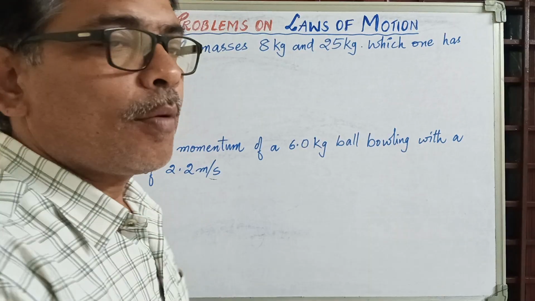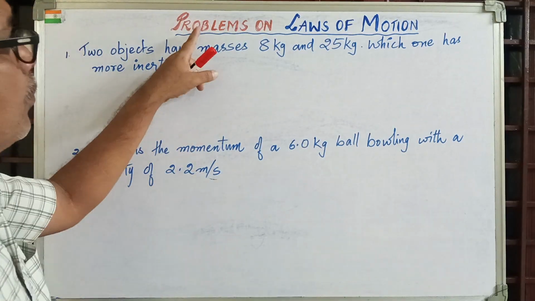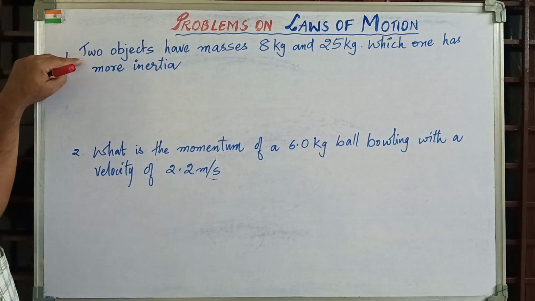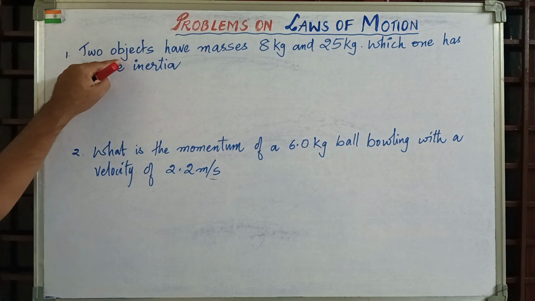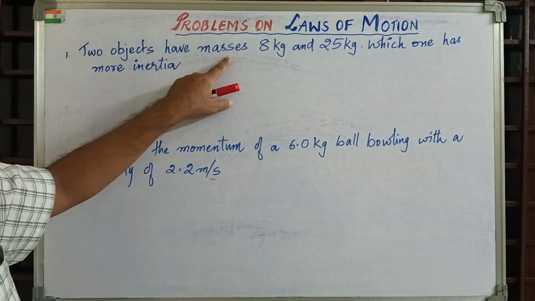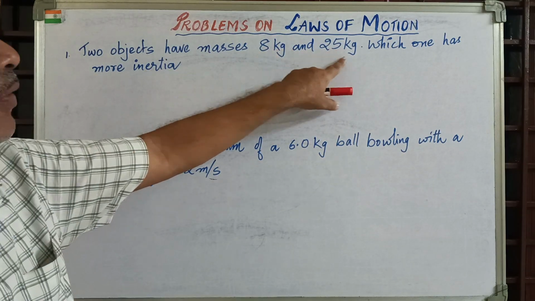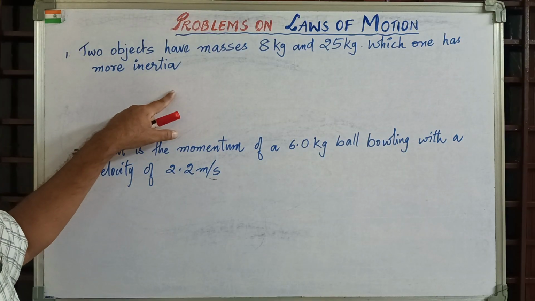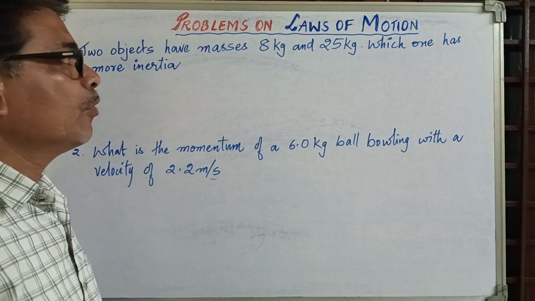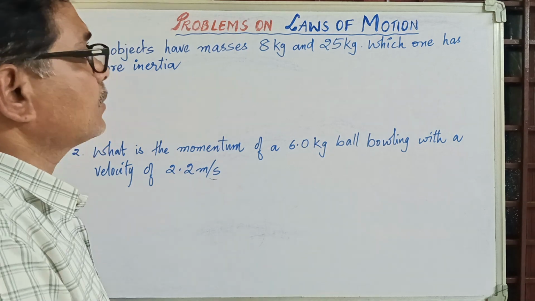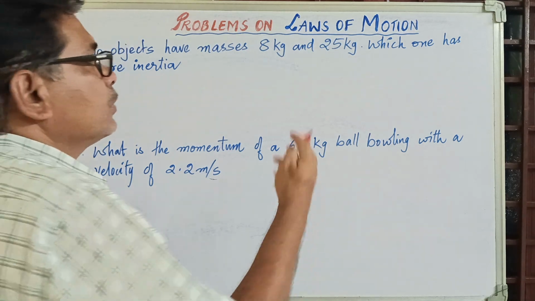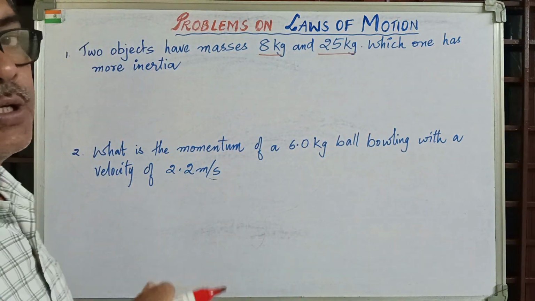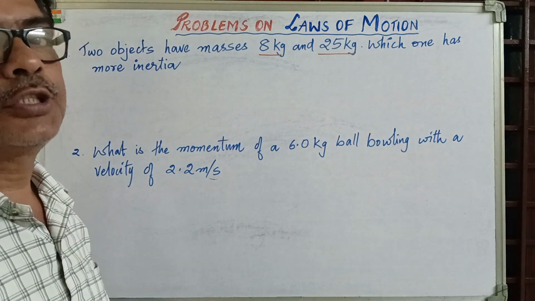So the problem on the board, laws of motion, problems on laws of motion. The first problem is: two objects have masses 8 kg and 25 kg. Which one has more inertia? This is the question. There are two masses, one is 8 kg and the other one is 25 kg. So the question is, which one is having more inertia?